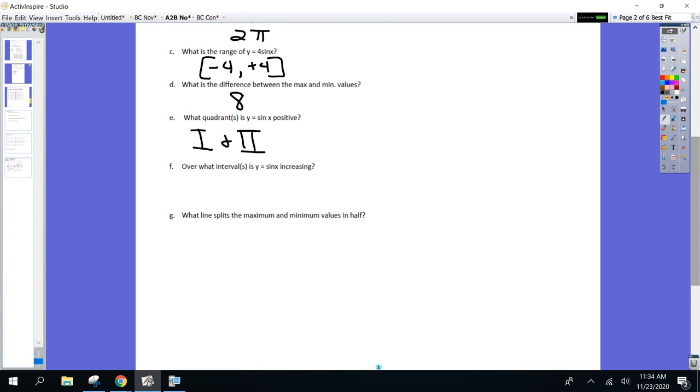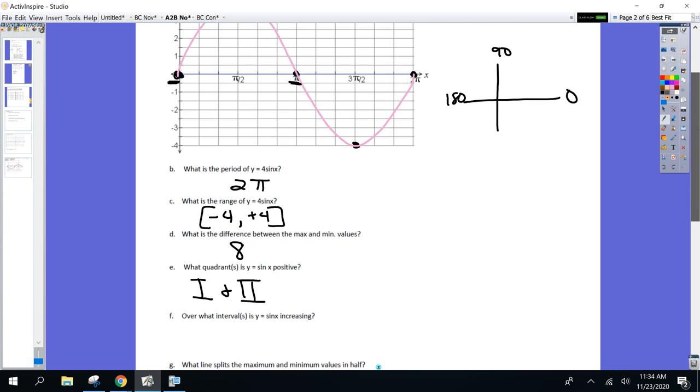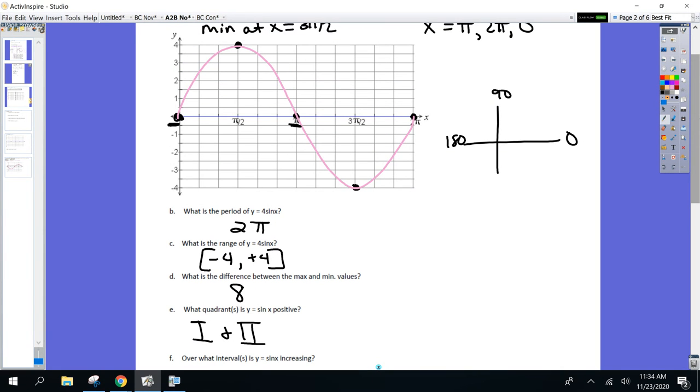A couple more. All right, here you go. What interval is it increasing? Meaning, everyone, take your pencil eraser, whatever. Where is it increasing on the graph? From what to what on the x-axis? Caroline, can you give me one? Between 0 and pi over 2. Everyone agrees? Between 0 and pi over 2, it's going up.